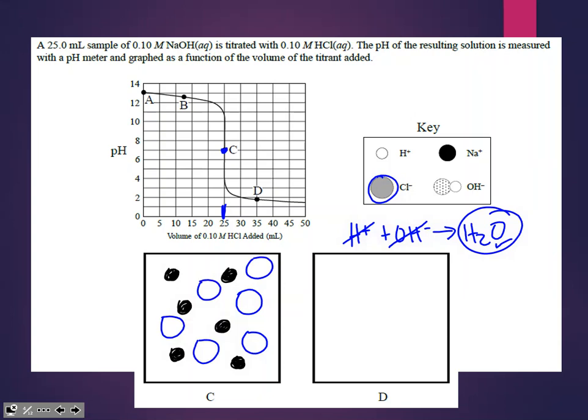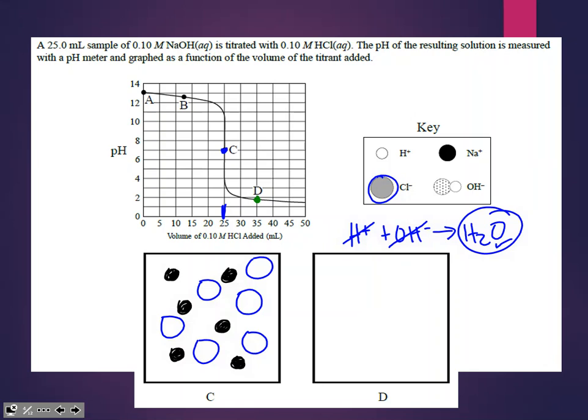Now, all this stuff that's in here at the equivalence point, that's going to stay in there, right? Because when we get to D over here, we're just adding a little bit more acid. We're going to keep adding some acid into that point. So all of this stuff that's in there at the equivalence point is still there, the sodium and the chloride, 6 and 6.